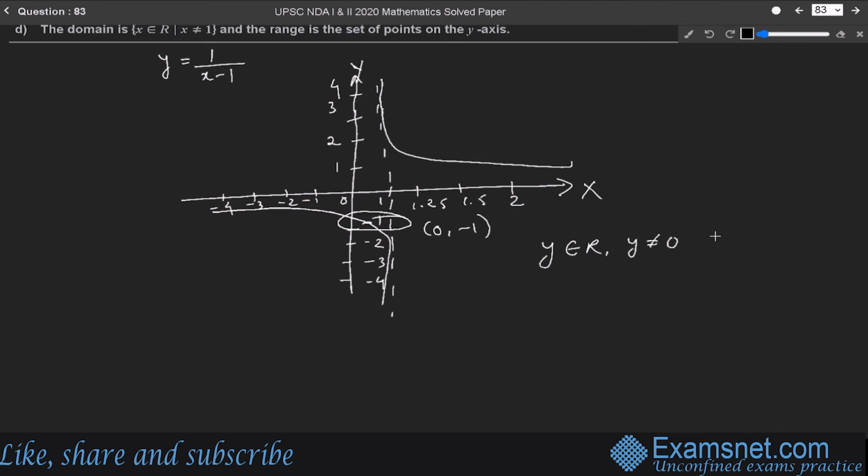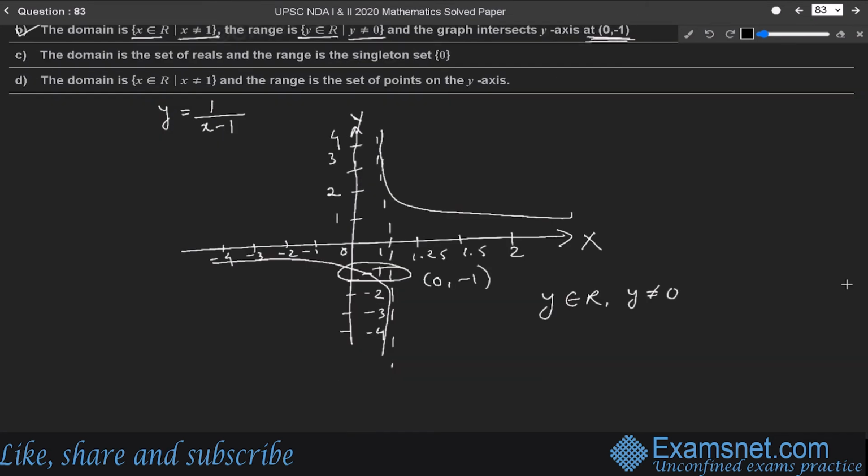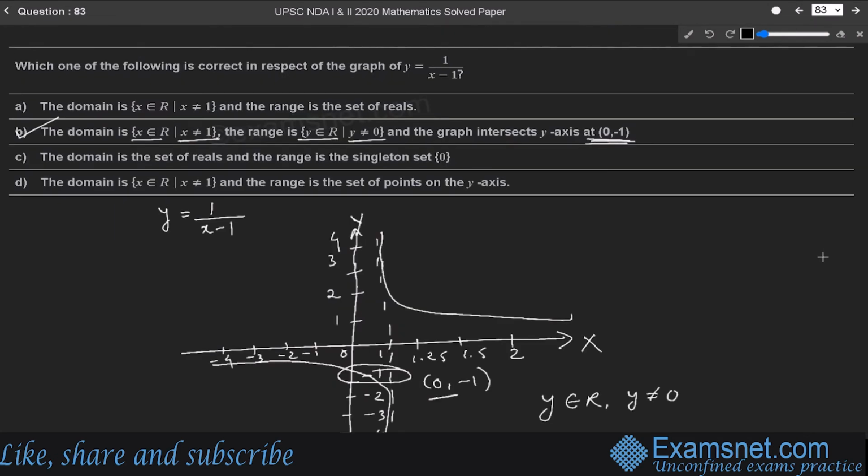It means that for this particular question, option number B is correct, which says the same thing. Y belongs to R and y is not equal to 0, and the graph intersects the y-axis at 0 and -1. And x also belongs to R and x is not equal to 1. We know because the value of x is 0. So we can say that for this question, option number B is correct.